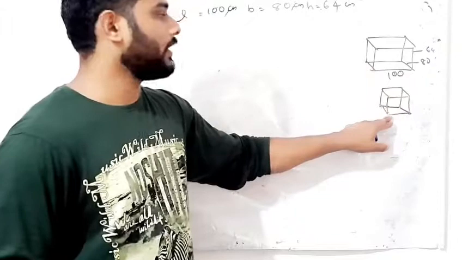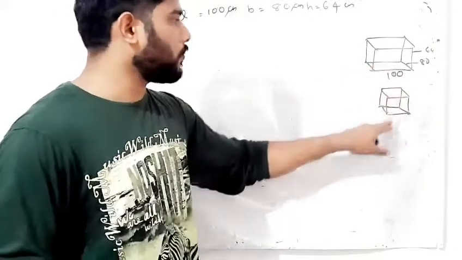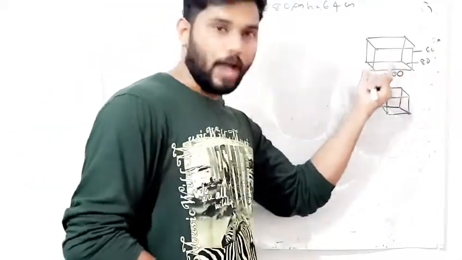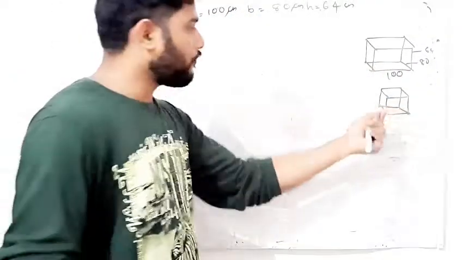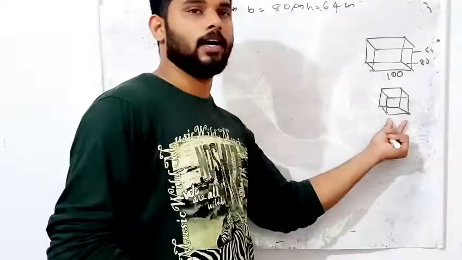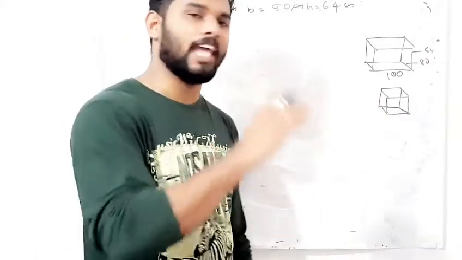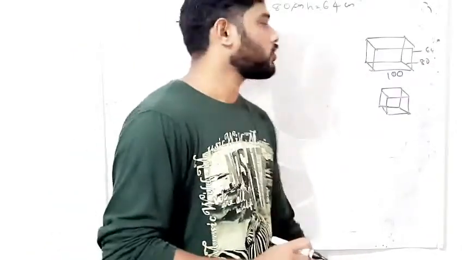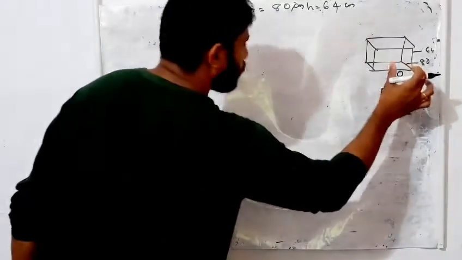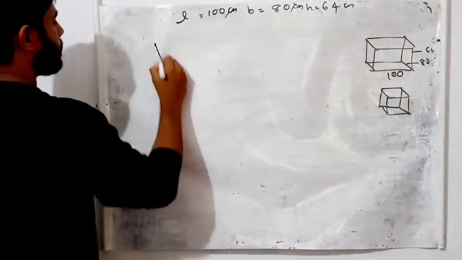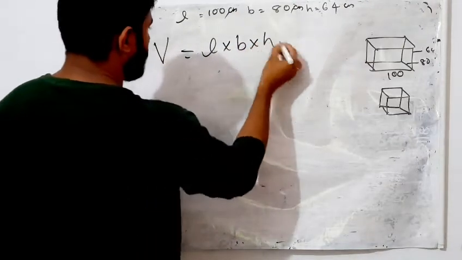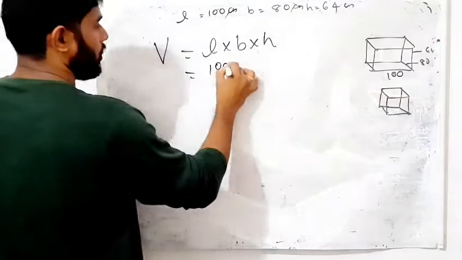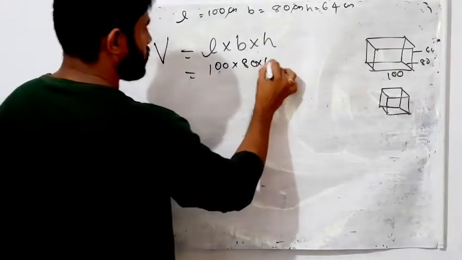So now we understood. Cuboid is here and cube is here. The volume of the cuboid we have to find out. From that, we can find out the length of that cube. Whatever the length of one side is, that will be the length of all sides. The breadth and length, everything is the same in a cube. So now the volume of the cuboid is length into breadth into height. We can give the values here: 100 into 80 into 64.